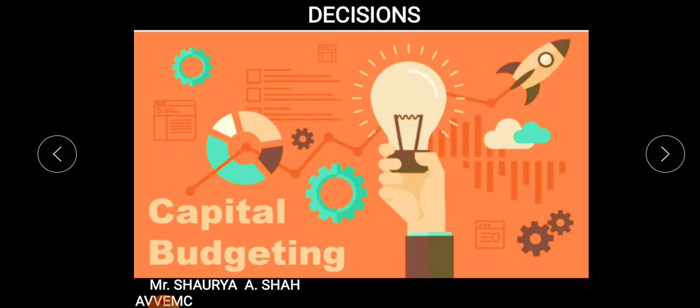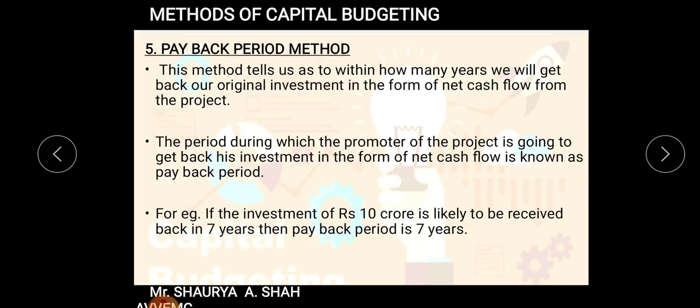So students, you have 6 methods in your chapter. We have completed 4 methods in detail with merits, demerits and examples. Today we'll be starting with another method, again an important method from your examination point of view, that is the payback period method. Fine. So what is the method all about, dear students?